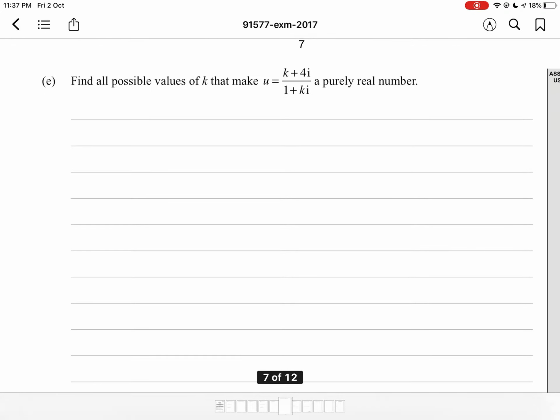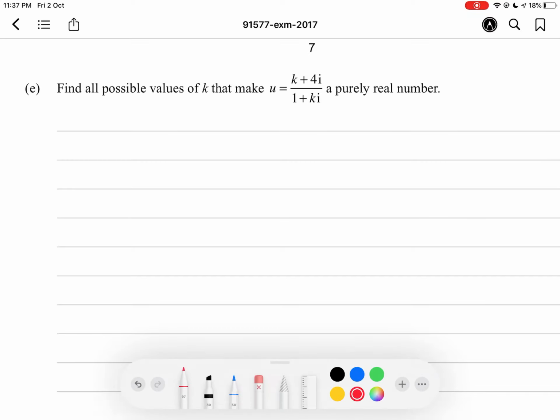Alright, so question E. Find all possible values of k that make u equals k plus 4i over 1 plus ki a purely real number. So a purely real number means that the imaginary part of u must be equal to 0. So first things first, we have 1 plus ki on the bottom, which is a complex denominator. Therefore, we're going to multiply by the conjugate in order to see our imaginary part of u and our real part of u more clearly.